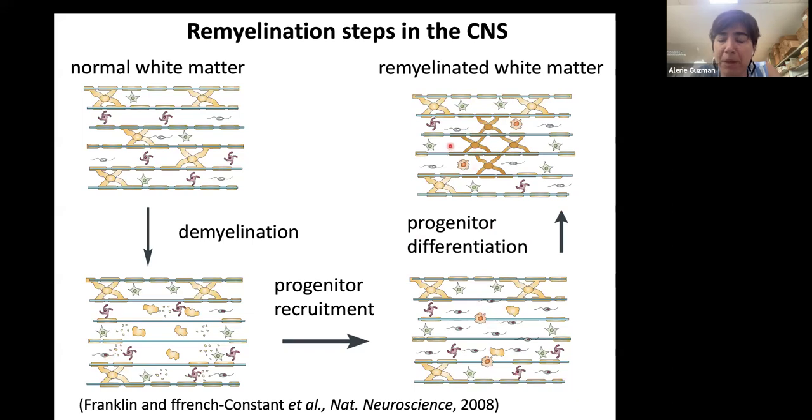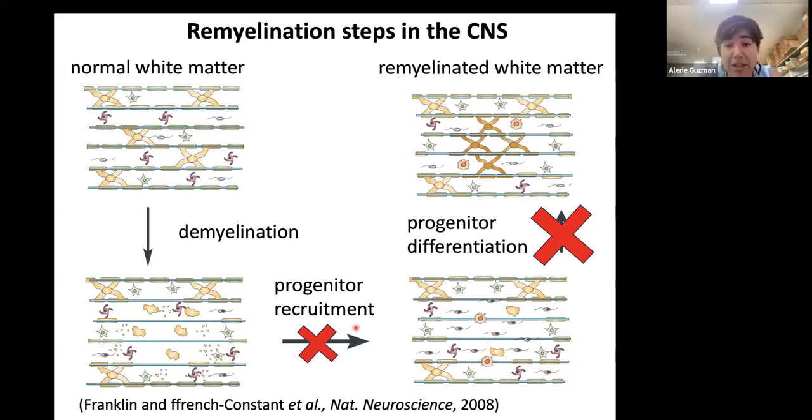However, as disease progresses, this process is impaired, and we have identified, between different groups, 2 main bottlenecks, which are progenitor recruitment and progenitor differentiation. There are different types of patients, and we know that in some of them, they get enough OPCs to the lesion, but these OPCs cannot differentiate. And in some others, they don't get enough OPCs to the lesion. So both processes appear to be impaired in MS patients.